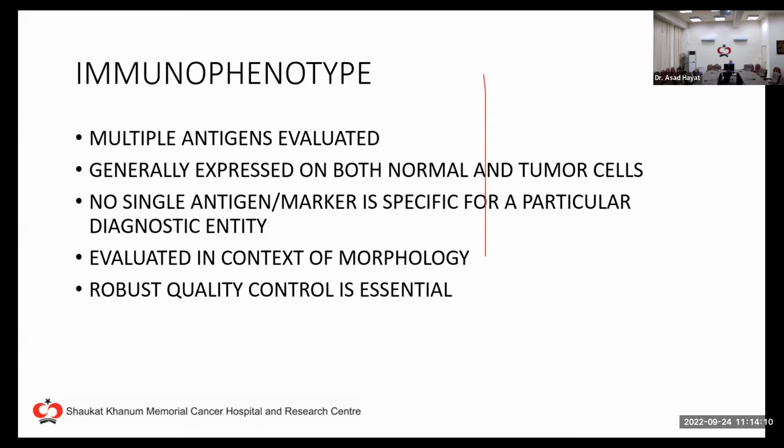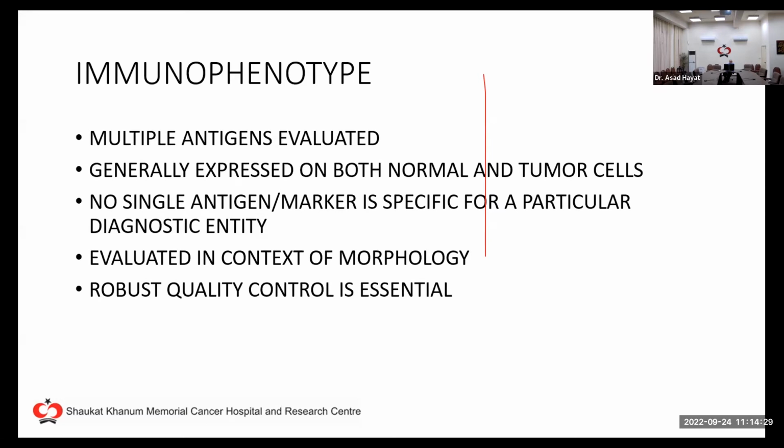So a B-cell marker like CD20 is expressed on normal B cells and on B-cell lymphoma cells, and sometimes aberrantly expressed on even non-B cells. So the interpretation is not black and white. You have to interpret it in context.